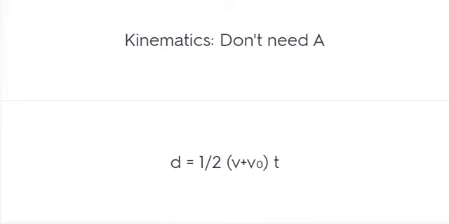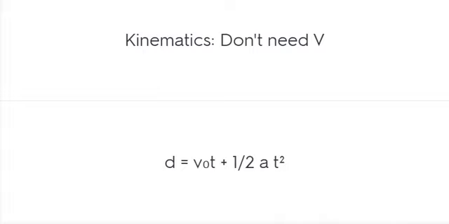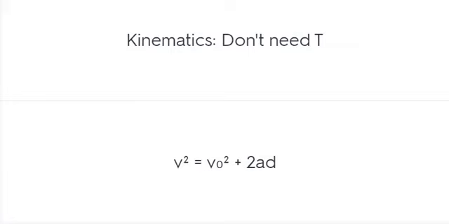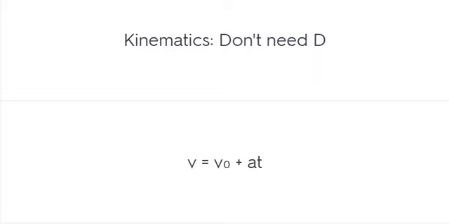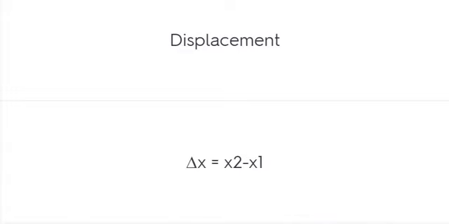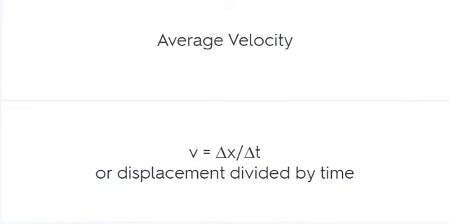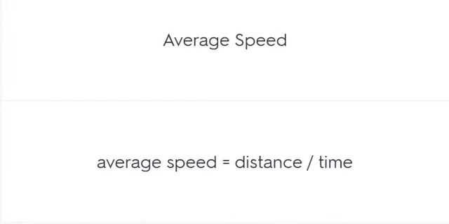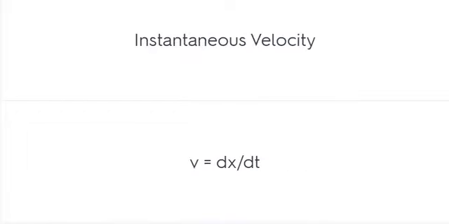Kinematics, don't need a: d equals 1/2 (v0 plus v) t. Kinematics, don't need v: d equals v0 t plus 1/2 a t^2. Kinematics, don't need t: v^2 equals v0^2 plus 2ad. Kinematics, don't need d: v equals v0 plus at. Displacement: delta x equals x2 minus x1. Average velocity: v equals delta x over delta t, or displacement divided by time. Average speed equals distance over time. Instantaneous velocity: v equals dx/dt.